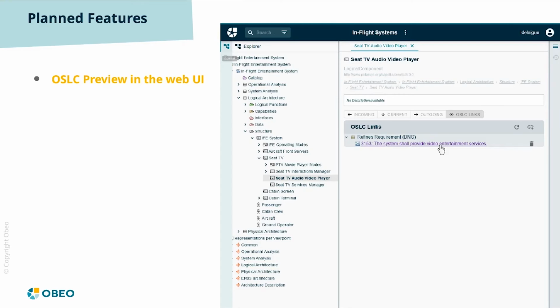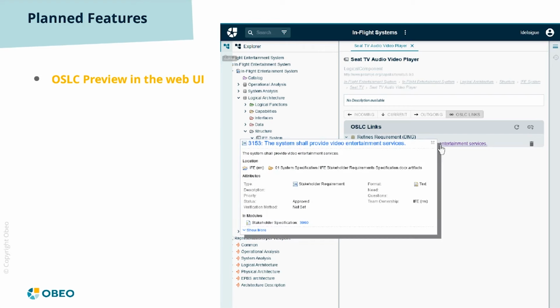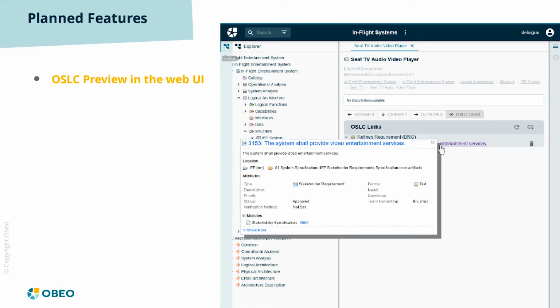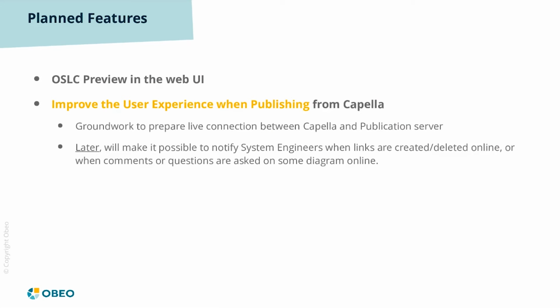So the planned features are in the same idea. They are here because customers have been asking for them. So this next feature is having the OSLC preview in the web user interface of publication for Capella. So that means that whenever you hover a link in publication for Capella, there will be this preview that will show up as one would expect. It was missing until now, but it's going to be done in the next iteration of the development for publication for Capella.